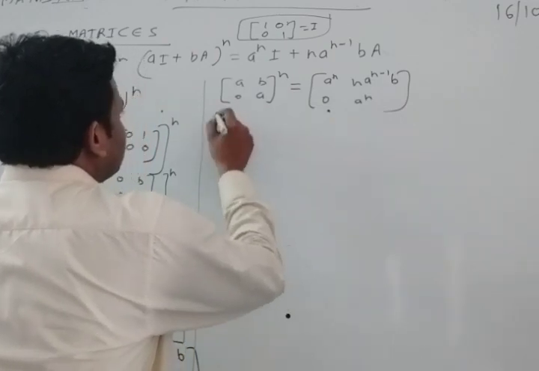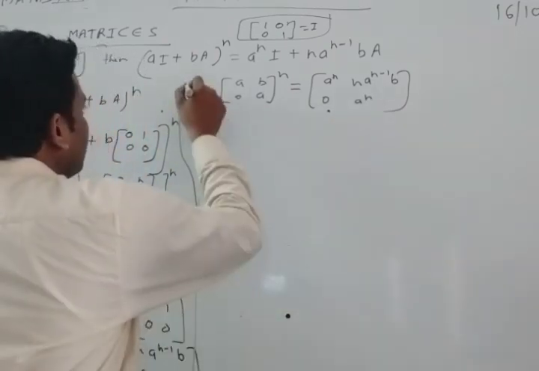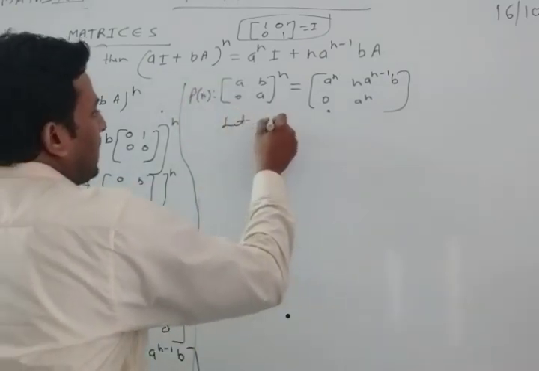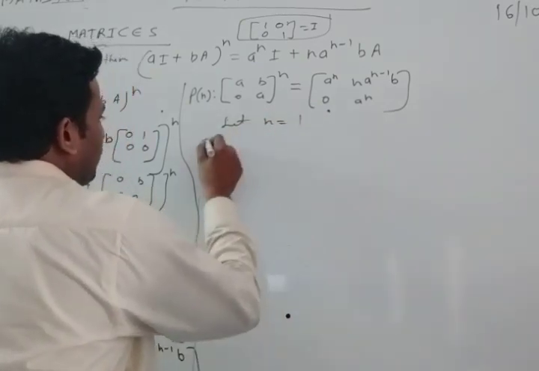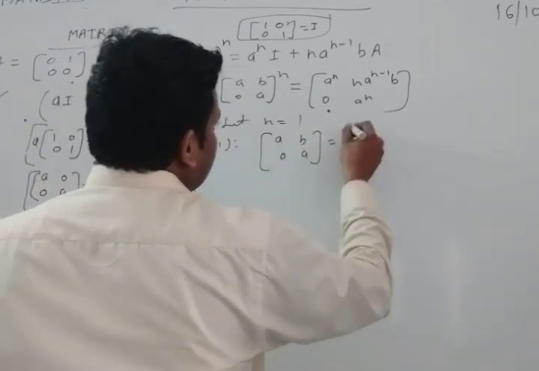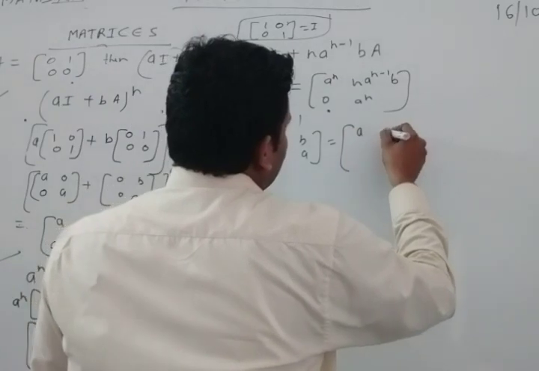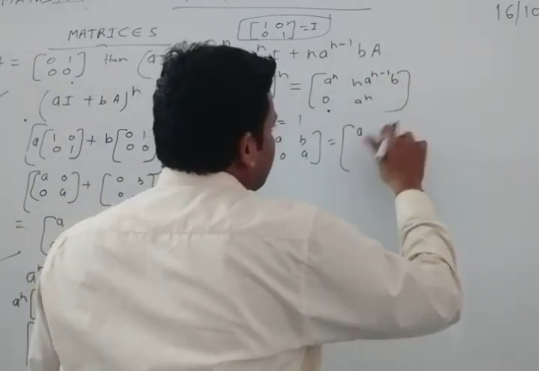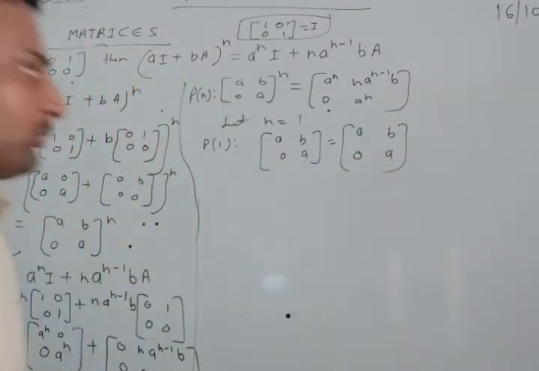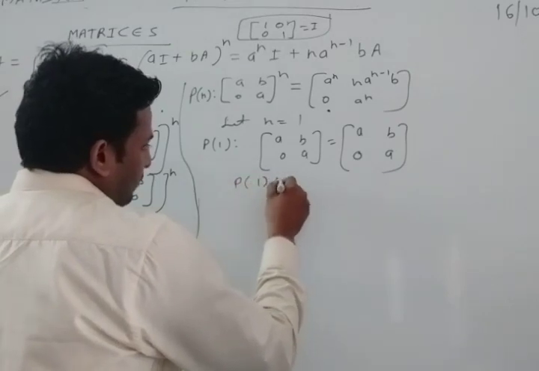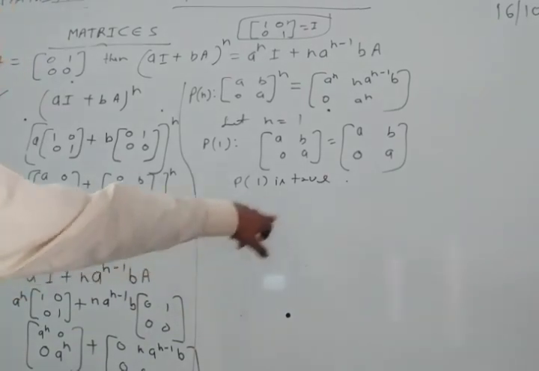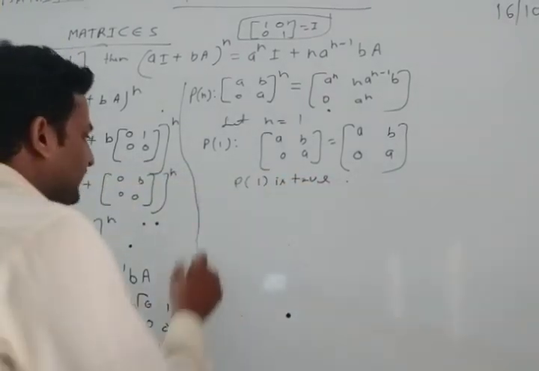Let this be our Pn. Okay, so let n is equal to 1. So P1 is A B 0 A is equal to A to the power n minus 1, that is 1 minus 1, 0. This is B and 0. This is A. So this is equal to this. So P1 is true. Okay, P1 is true.